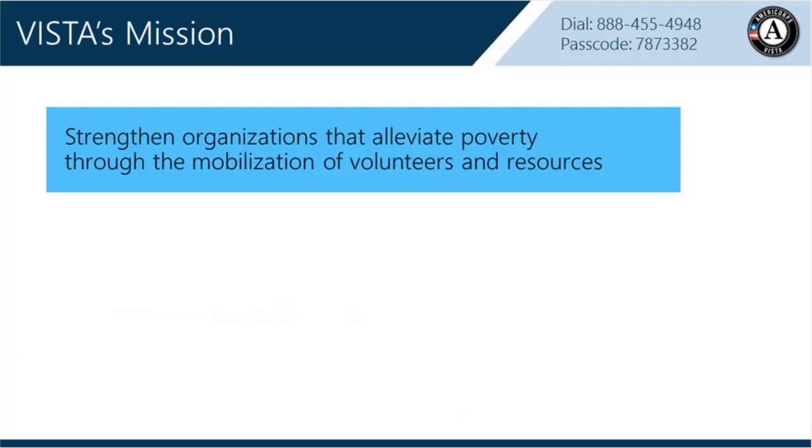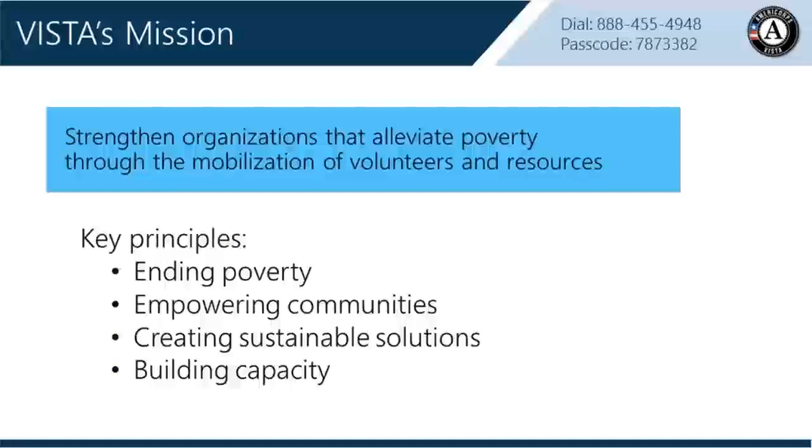And in addition to our mission, there are 4 key principles that underpin the program. First is ending poverty. Every VISTA project and every VISTA member aims to end or alleviate poverty, one person, one family, or one block at a time.